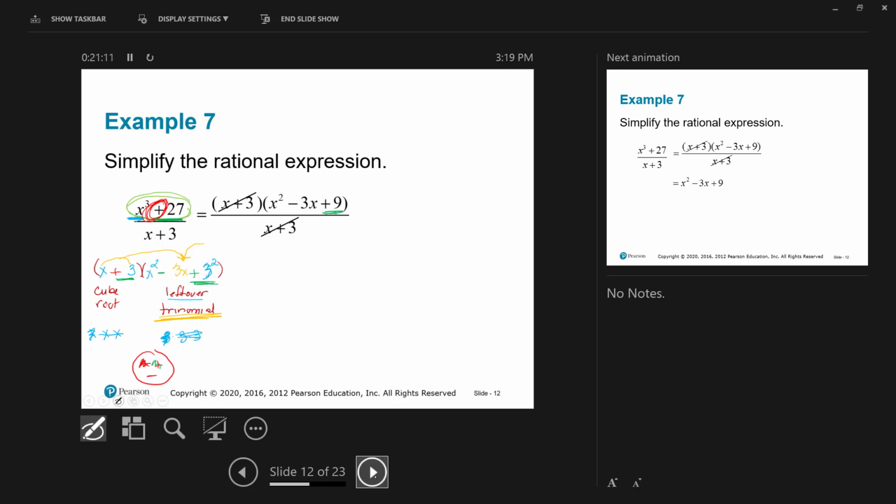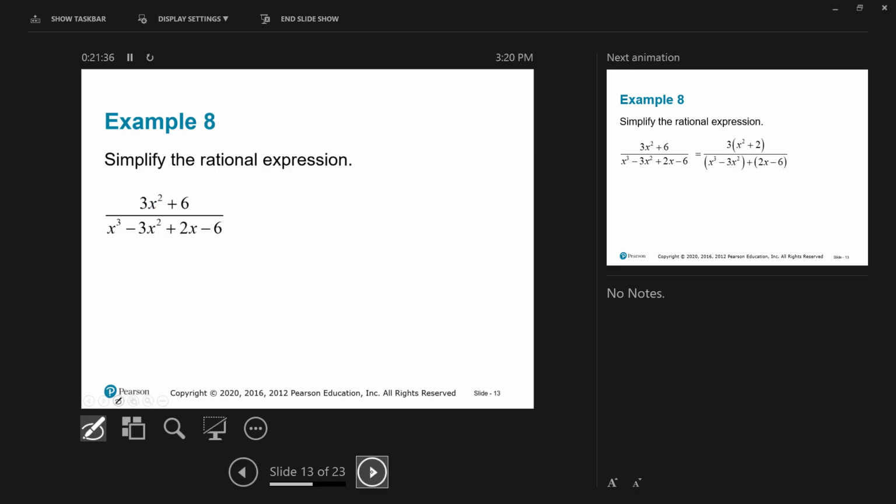Notice the x plus 3s are in common, which gives me my final answer, and I'm sorry, our work kind of covered the final answer, but the final answer is the x squared minus 3x plus 9. How are we doing? So far, so good? This whole chapter is going to use all of your factoring skills, okay? And I know we're doing a lot of reducing, because here's another one to simplify, which means we're reducing.